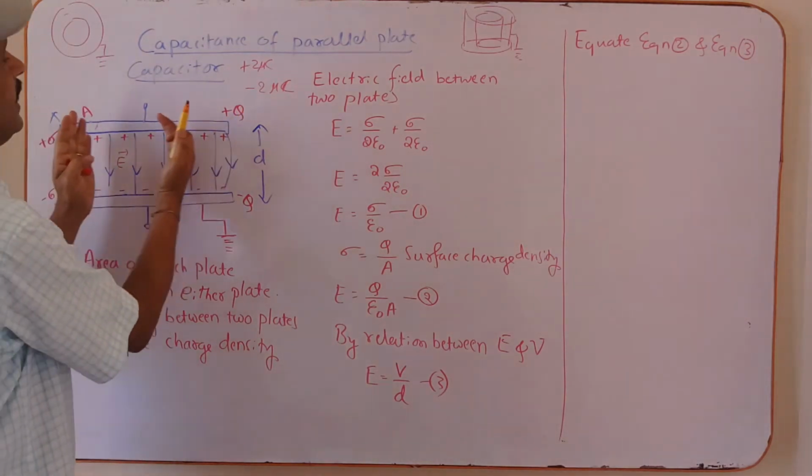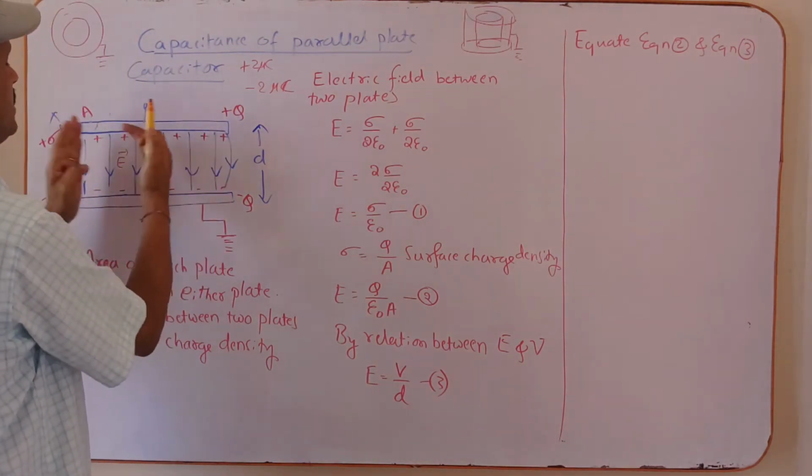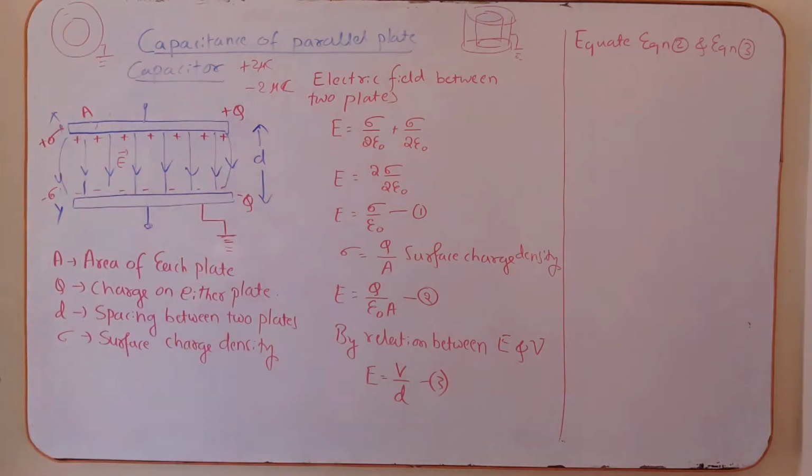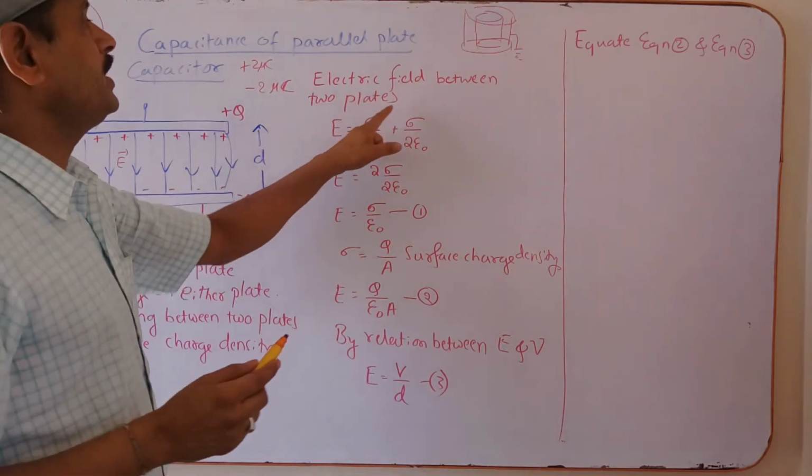It is uniform well inside the space between the two plates of the capacitor. At the edges it is non-uniform. Now, the electric field between two plates.